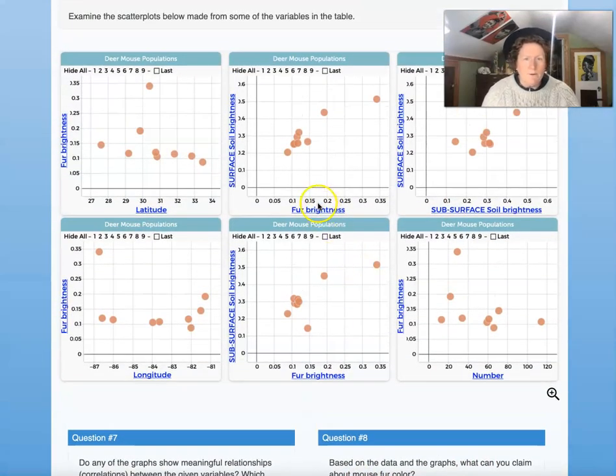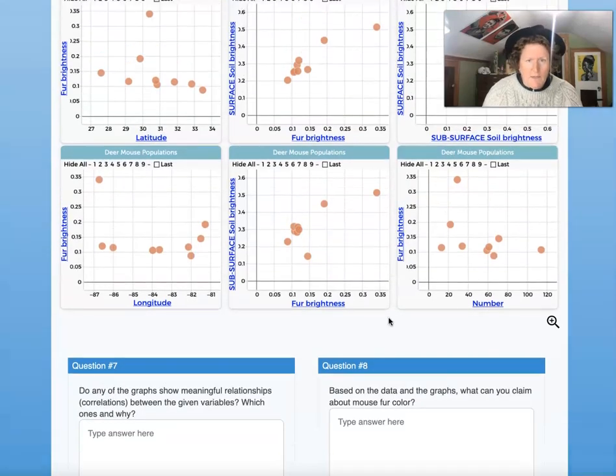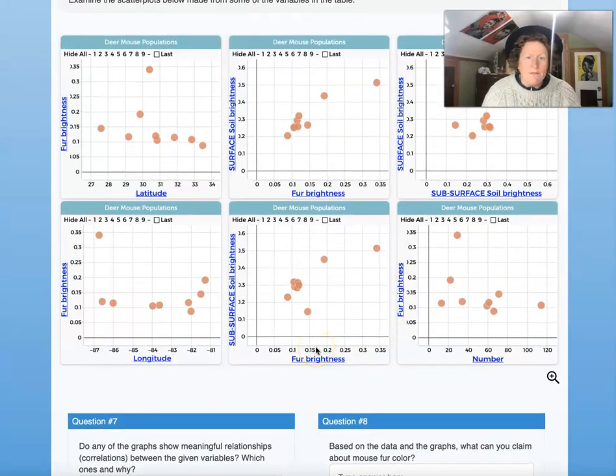So here's fur brightness, here's fur brightness, here's fur brightness. Which ones have patterns that are somewhat predictable, maybe sort of make a line? If you know one, you might be able to predict the other. So that's what you want to think about for question 8. If you know the fur brightness, can you predict with some degree of certainty what the subsurface soil brightness is going to be?